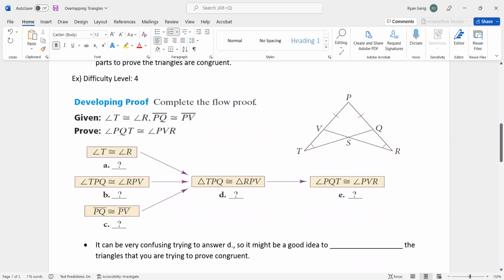Okay, flow proofs. Okay, angle T is congruent to angle R. How do I know that that's true? Well, it's given. Angle TPQ is congruent to angle RPV. So TPQ, so that's this angle here, is congruent to angle RPV. That's the same angle. It's angle P. That's the shared part. Those are congruent because of the reflexive property.